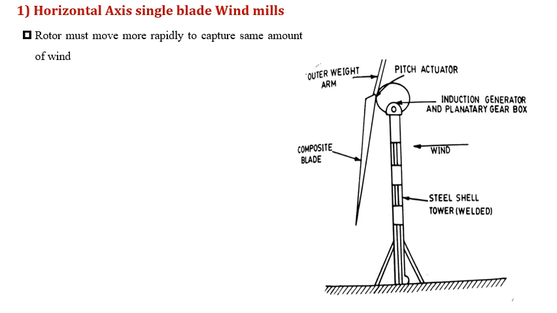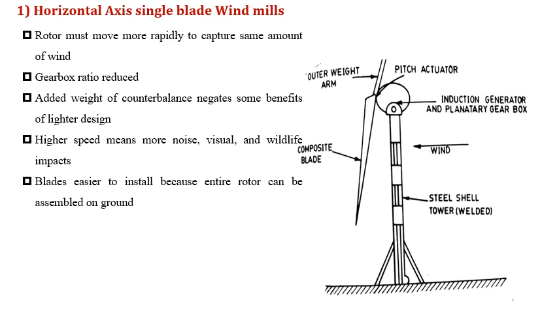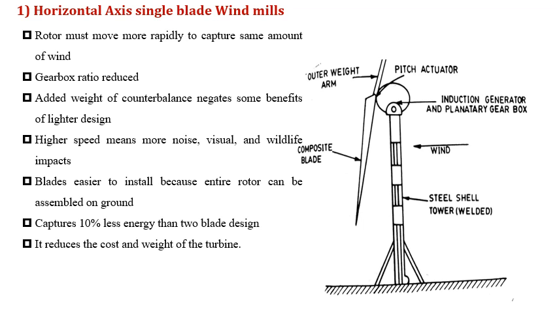Okay, so the rotor must move more rapidly to capture the same amount of wind. So the gearbox ratio is reduced. Added weight to counterbalance gives some benefits of a lighter design. Higher speed means more noise, visual and wildlife impacts. Blades are easier to install. The entire rotor can be assembled on the ground. Okay, it captures 10% less energy than a two blade design, but it reduces the cost and weight of the turbine.